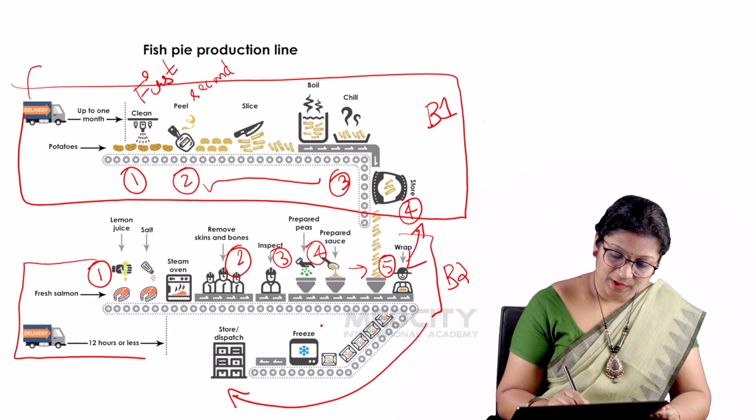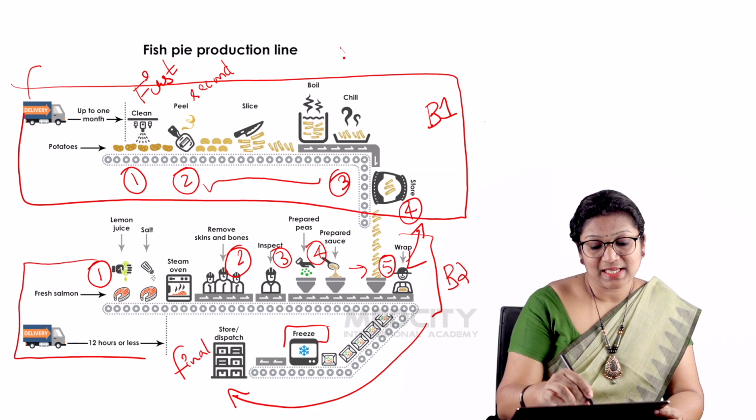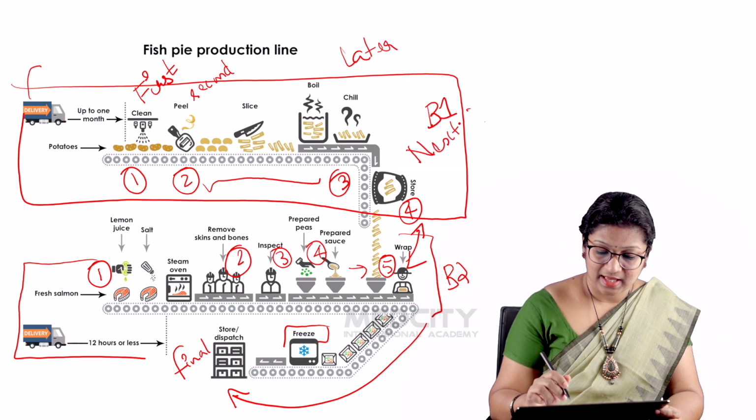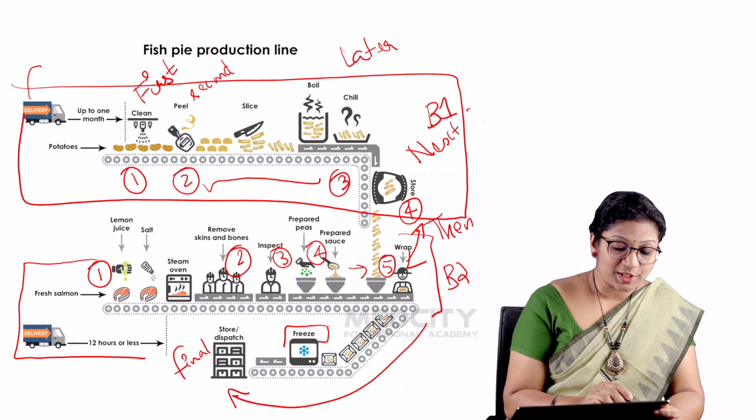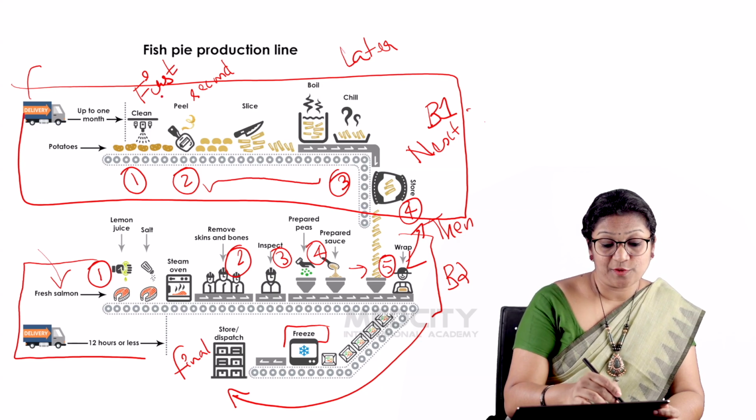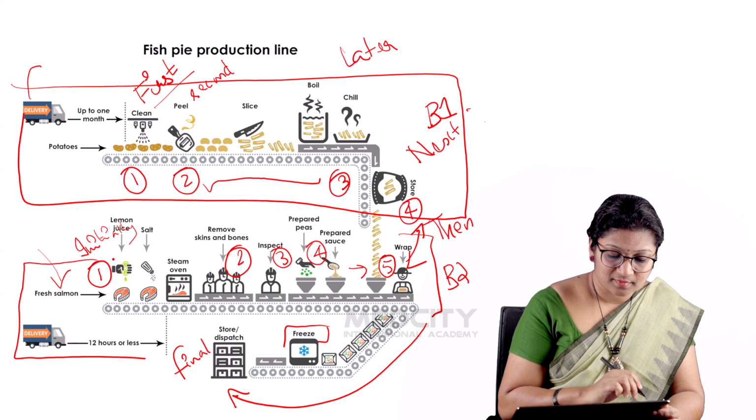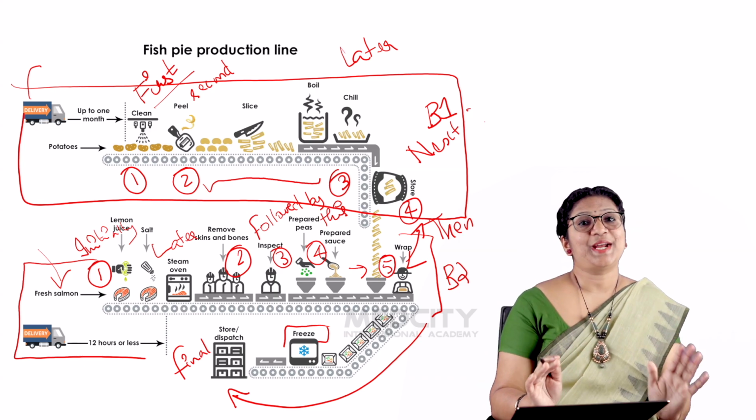Then we speak about this stage, and here we can use the word final. So if I say first, second, I can say later, I can say next, I can say then. And regarding the processing of salmon, I can again use words because I've used first here. I can say initially, later, followed by this, and so on.